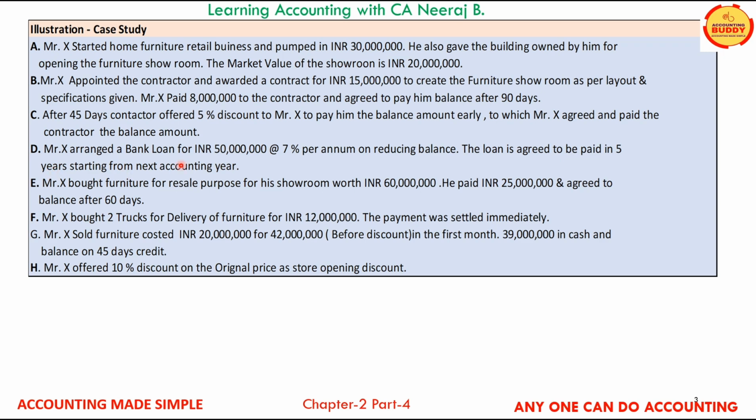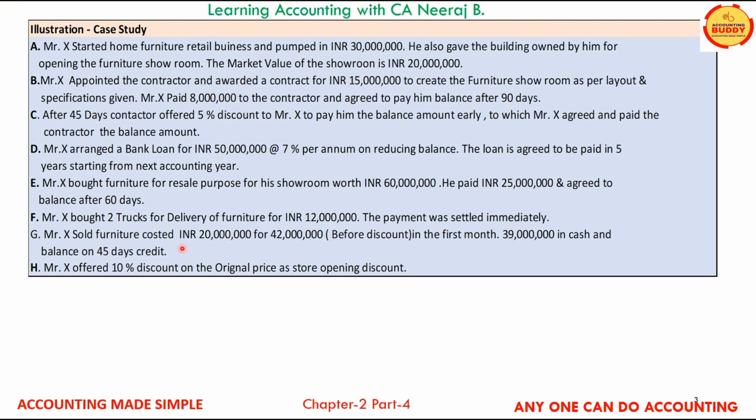Mr. X arranged a bank loan of 50 million at 7% interest per annum on reducing balance. The loan is agreed to be paid in 5 years starting from next accounting year. Mr. X bought furniture for resale purpose for his showroom worth 60 million. He paid 25 million and agreed to pay the balance in 60 days. Mr. X bought 2 trucks for delivery of furniture for 12 million. The payment was settled immediately.